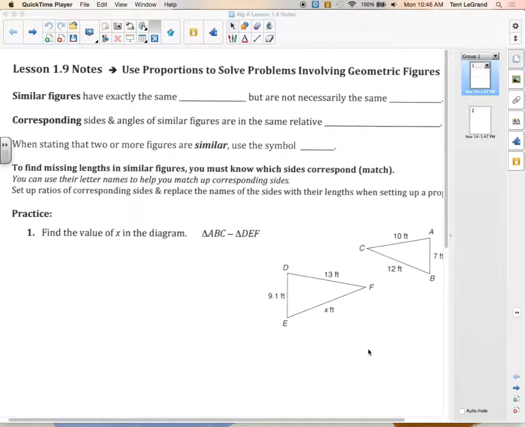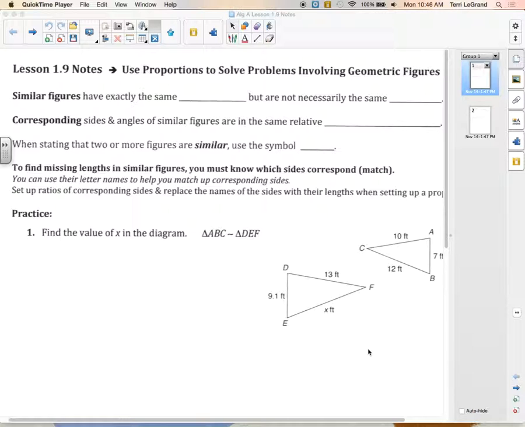Lesson 1.9. It says we're going to use proportions, which we know what a proportion is now. We know how to use them to solve problems involving geometric figures. So now we have to bring our geometry skills into this, because that's our learning objective for today. I can use proportions to solve problems involving geometric figures. What page? 69. Page 69 in your books is lesson 1.9.